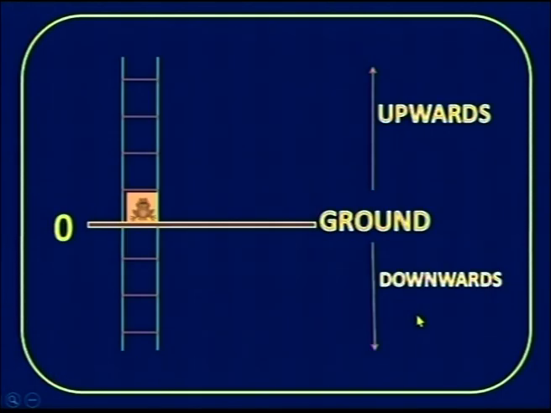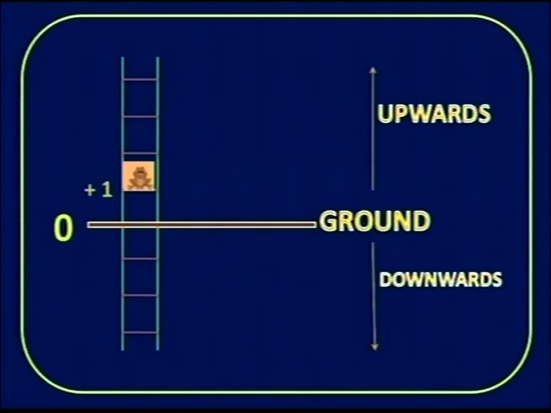Okay children, now what are you observing on the screen? Yes, there is a staircase and you can observe the ground, and you can observe directions showing upwards and downwards. Here I have taken a frog. Suppose this frog jumps 1 unit above the ground.